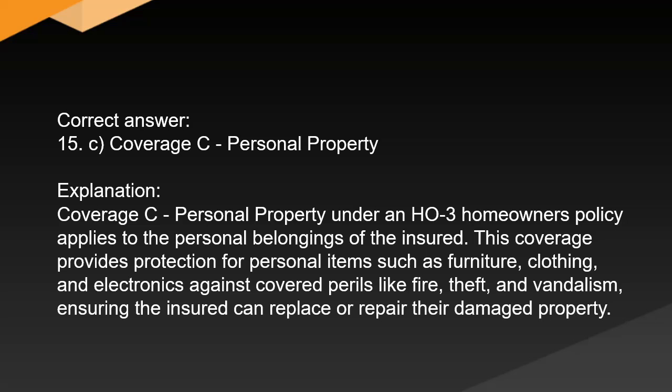Correct answer. C. Coverage C. Personal property. Explanation. Coverage C, Personal property, under an H03 homeowner's policy applies to the personal belongings of the insured. This coverage provides protection for personal items such as furniture, clothing, and electronics against covered perils like fire, theft, and vandalism, ensuring the insured can replace or repair their damaged property.